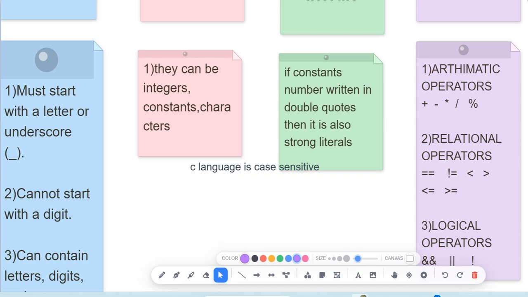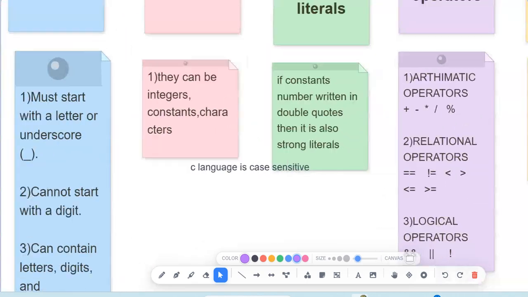Here int is there, float is there. The initial letter should be lowercase only. We should not use uppercase. All the letters in a word, all the source code should be in lowercase. It won't accept the uppercase.